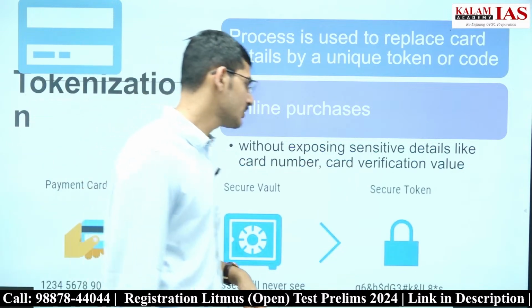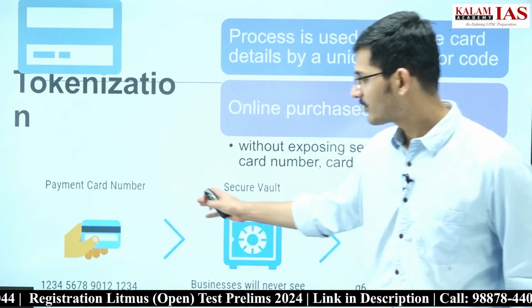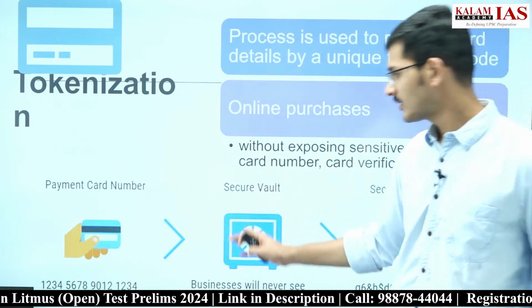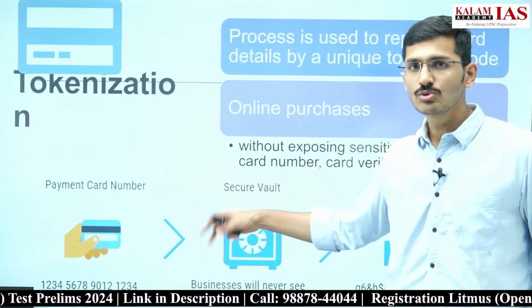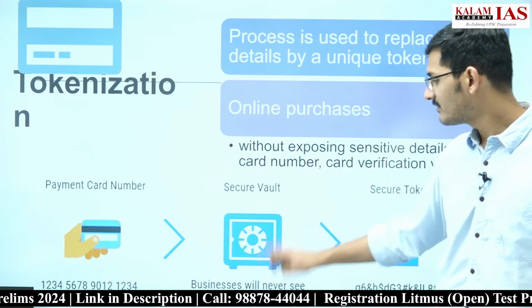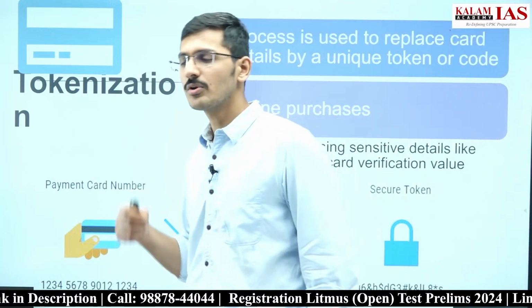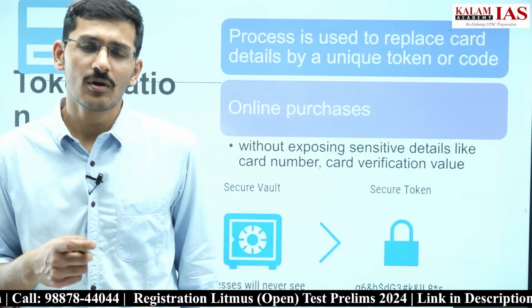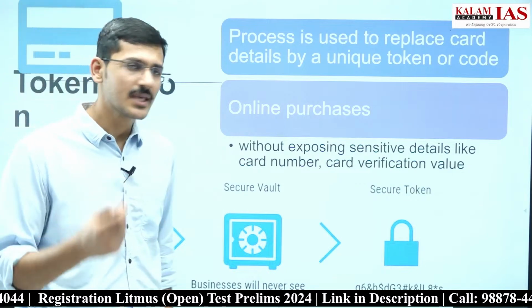So how does this actually work in a payment? I have this card number, for example, this is the number of my card, and in a secure wallet the card will be converted into a token, and businesses will never see the customer's credit card number. For example, I am paying money on Big Bazaar or Amazon Pay, and Amazon or Myntra will never see my card details.